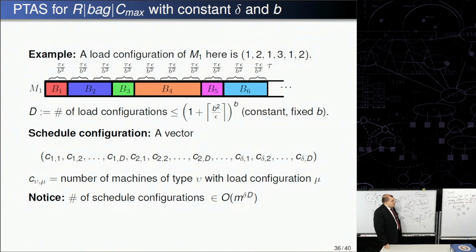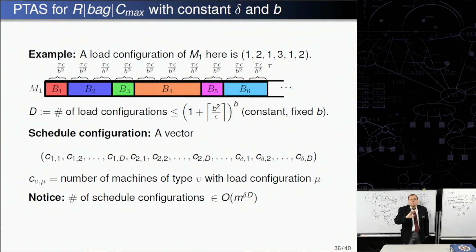So what's going to happen is I'm going to have each position represent the number of machines of a given type that are going to be assigned a given load configuration. If I try to enumerate all possible ones of these, I end up with a polynomial number. It's big O of m to the delta times d. And delta and d for a fixed epsilon are going to end up being constant. So that's very nice, right? It means that I can actually enumerate all possible schedule configurations.